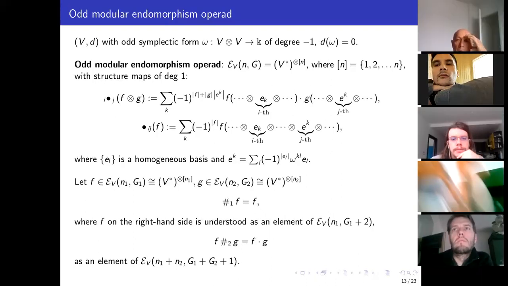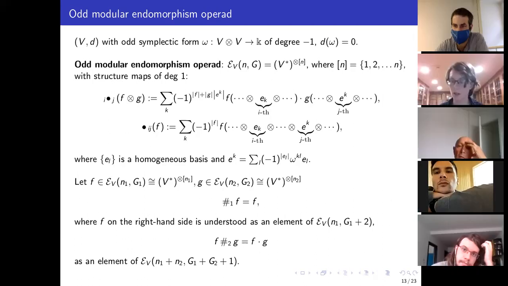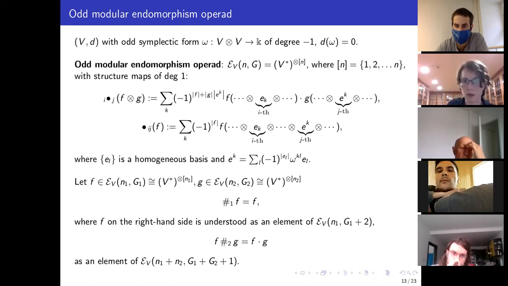But maybe Lada, you can also explain this shift in G and the choice of the G.